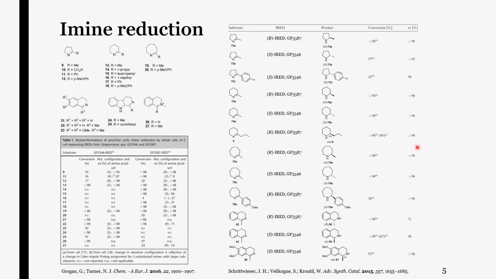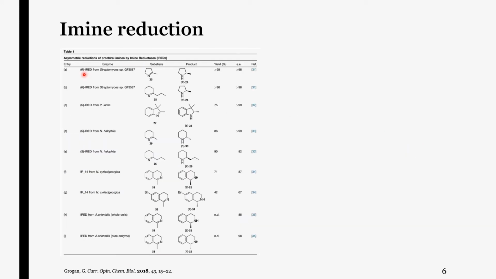as well as enantiomeric excess. In addition to these two imine reductases, different groups also found other imine reductases, which is reviewed in this paper here. For example, here is an S-selective imine reductase from Pseudomonas lactis. Then we have one in Halophilic bacteria and in many other bacterial strains. And they can also accept a bunch of different substrates, leading to very nice product yield as well as enantiomeric excess.